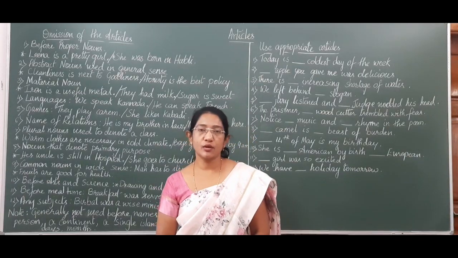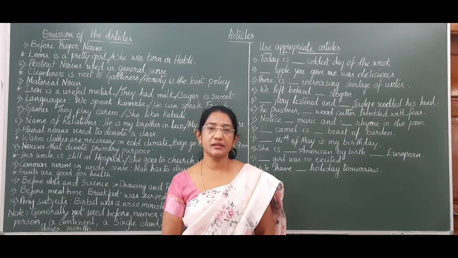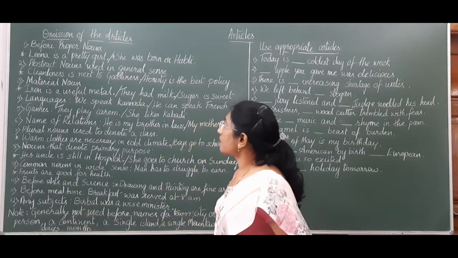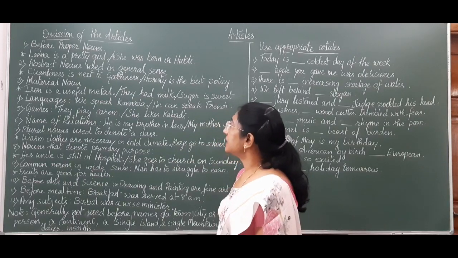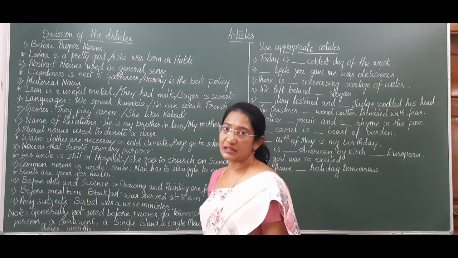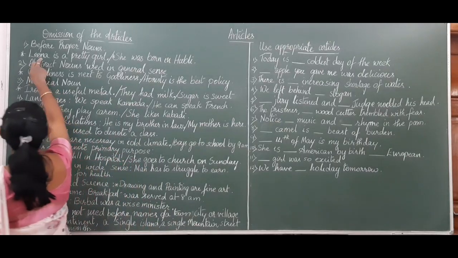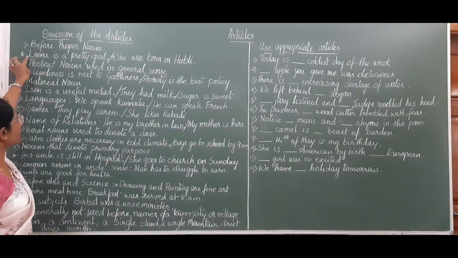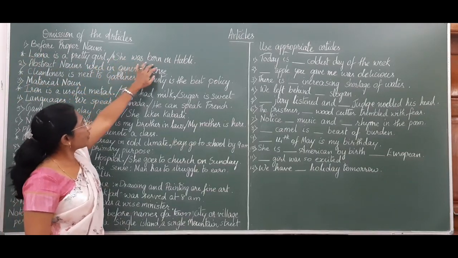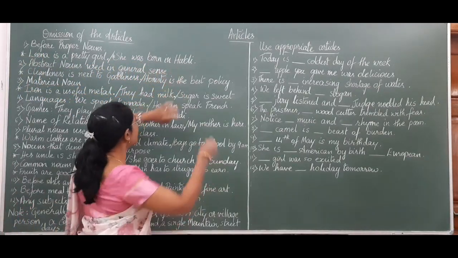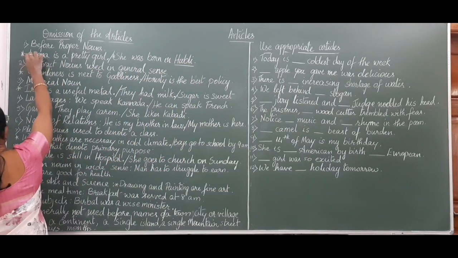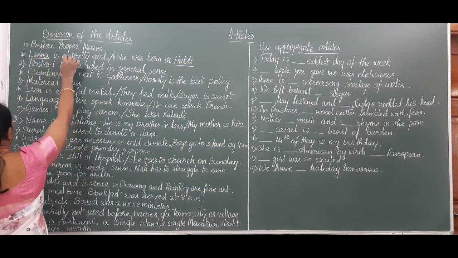Now we shall see the omissions of articles, where articles are not to be used. Before proper nouns, like Lena is a pretty girl. Lena is a proper noun. So no need of articles before proper nouns. She was born in Hubli. Hubli is a proper noun and you don't need an article before proper nouns.